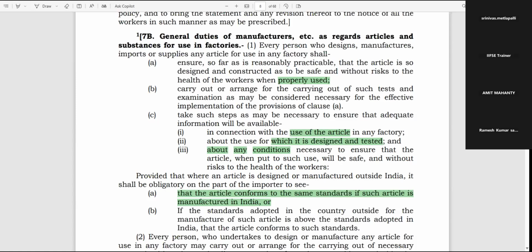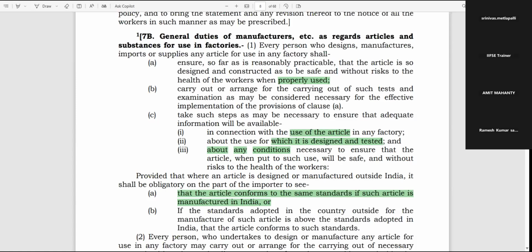And another clause, C: take such steps as may be necessary to ensure that adequate information will be available. That is what we talked about in connection with the use of the article in any factory, about the use for which it is designed and tested, and also about any condition necessary to ensure that the article, when put to such use, will be safe and without risk to the health of the workers. Saying that, one is the user guide.